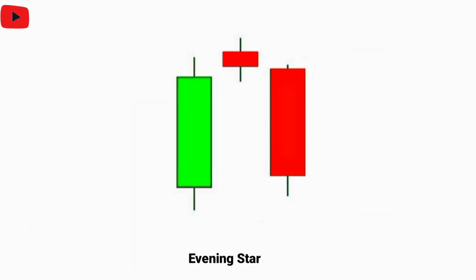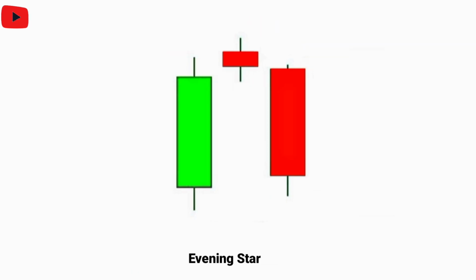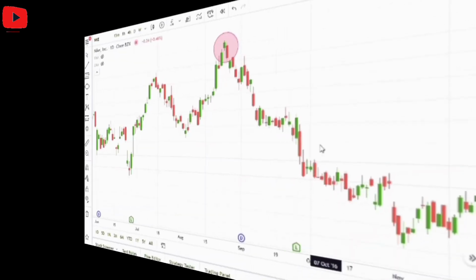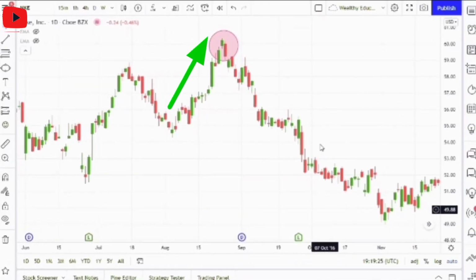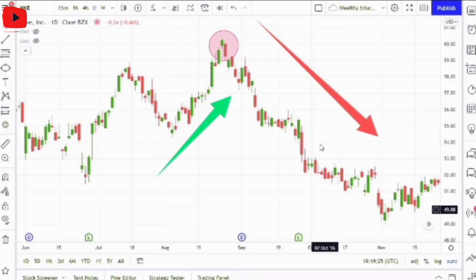The second candle of the evening star begins forming with a gap up opening and ends up looking like a spinning top candle. The third candle of the evening star is a red, meaning bearish candle, which represents the market's reversal. This candle should close below 50% of the green candle's body. Let's understand this pattern on the chart. First, the market is in a bullish trend, and as soon as the evening star candlestick pattern forms, a bearish trend comes into the market, meaning the market goes into a downtrend.